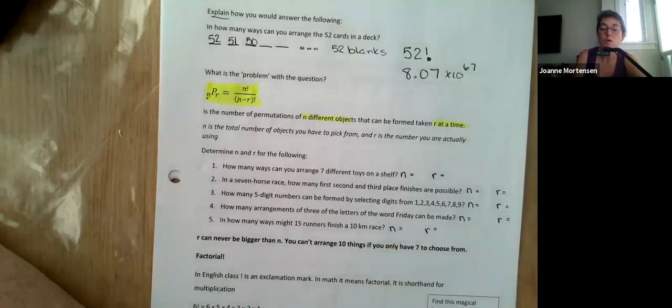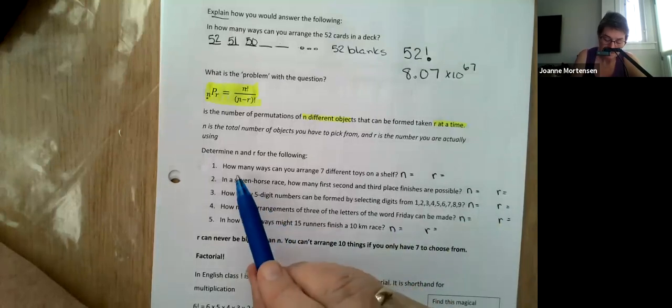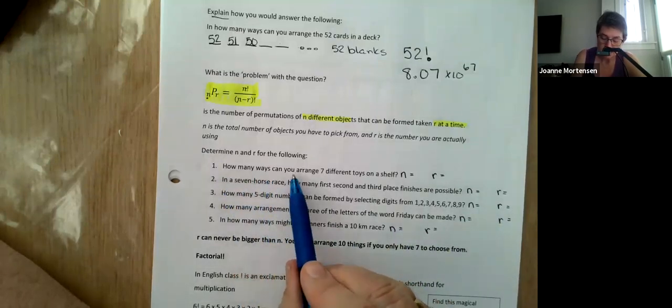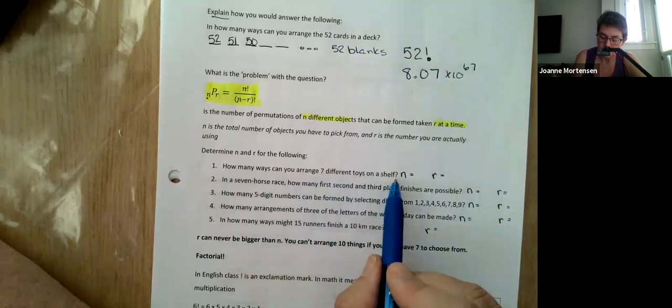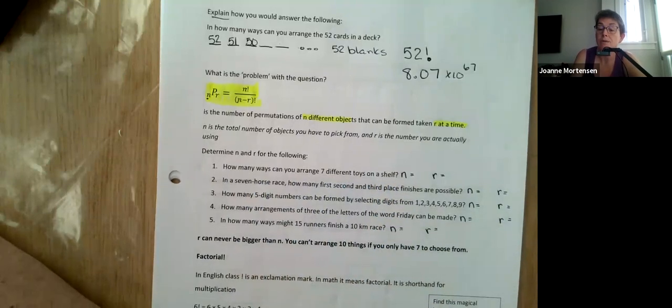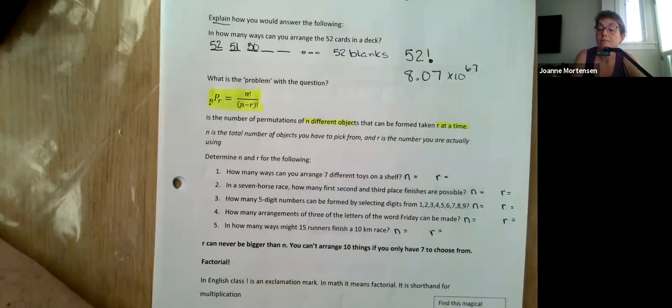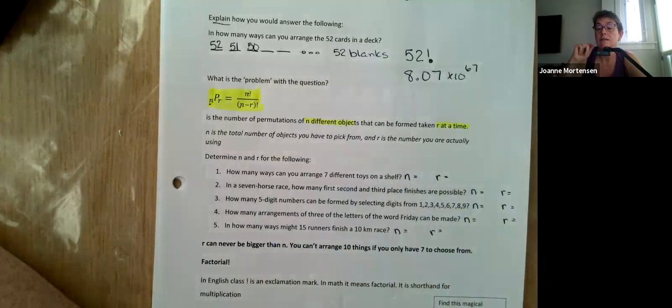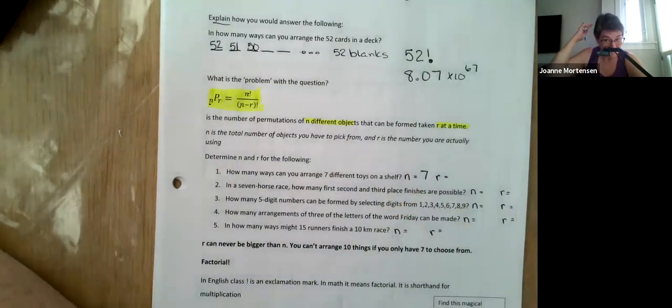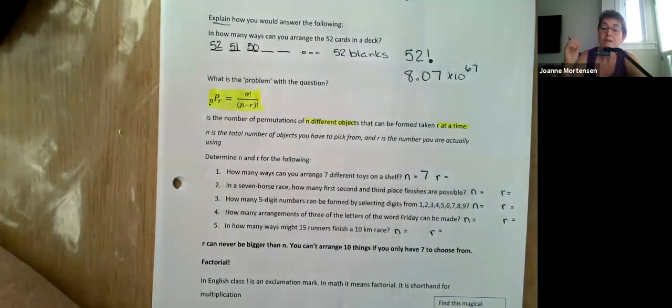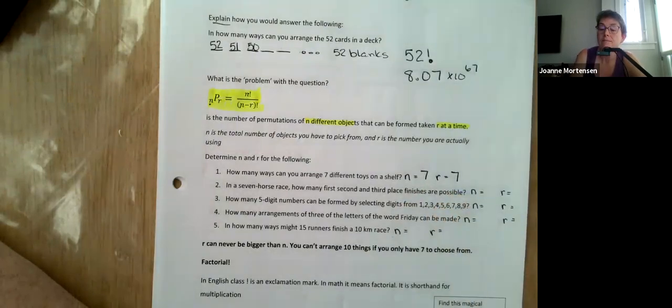Okay. So, how many ways can you arrange 7 different toys on a shelf? How many things do you have to work with? You probably should pause the video and, well, let's do the first one. We'll do the first 2, and then you do the rest. There's going to be 7 toys, and how many am I actually arranging? Well, I'm arranging all of them. So my n is 7 and my r is 7, and that's okay when they're the same.